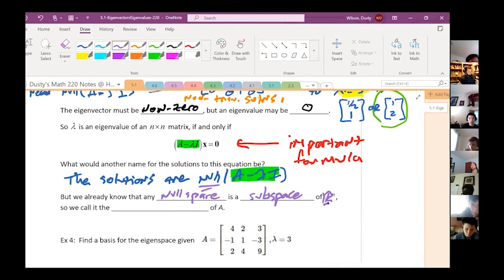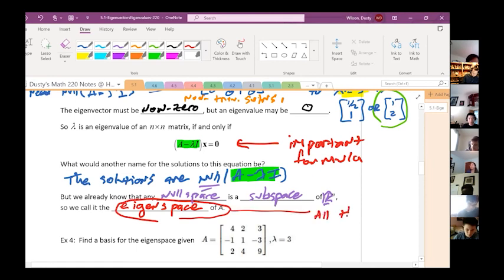And so rather than saying we're looking for the null space of A minus lambda I, which is a whole bunch of words, let's see if we can simplify this and say that we're just simply looking for the eigenspace of A. So, what is that eigenspace? It's basically all the eigenvectors.